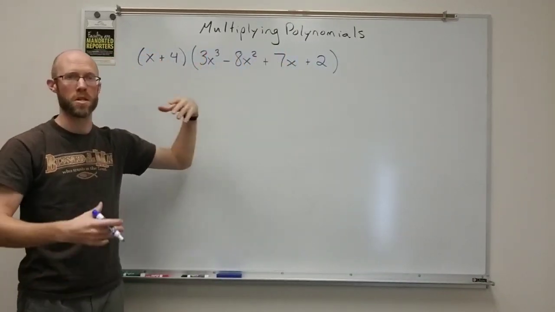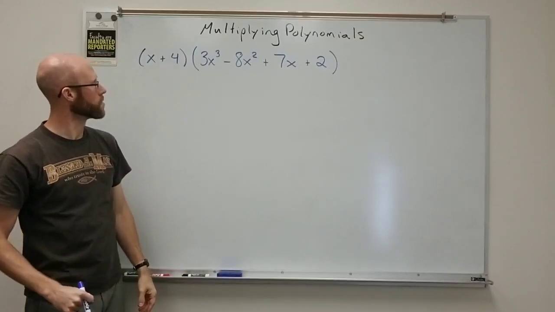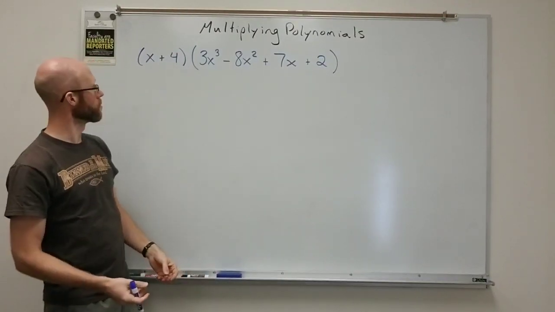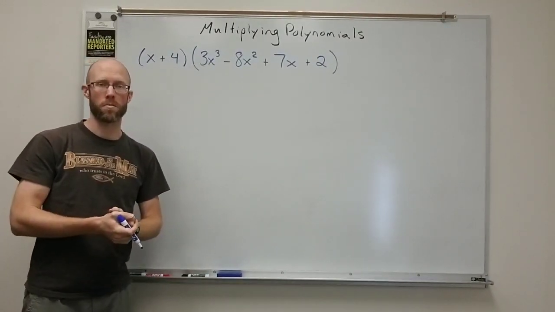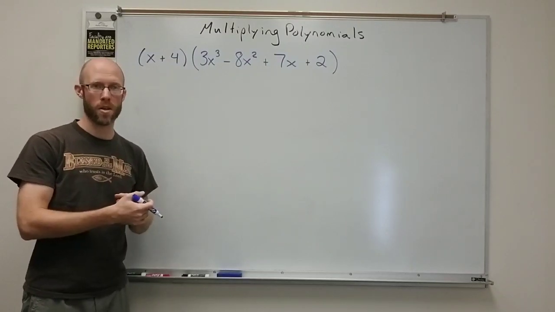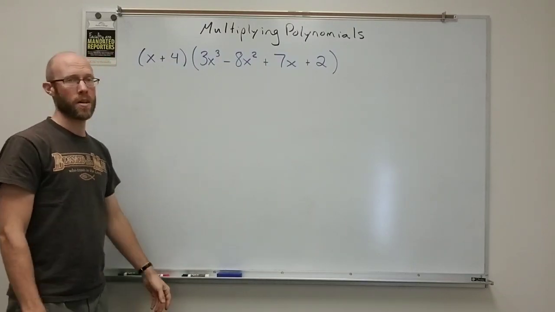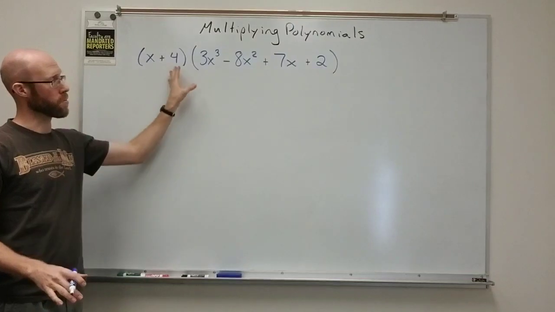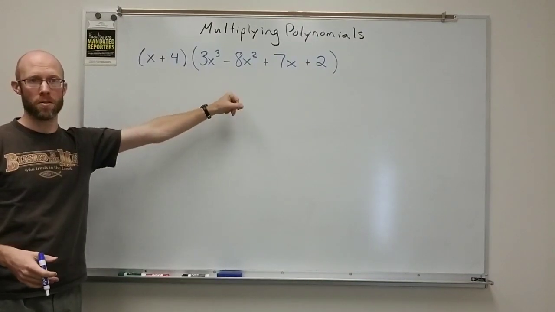You would miss, I don't know, maybe 4 more terms, right? There should be 8 terms total when I'm done with this. So I'd be missing half of them. Okay, so we don't want to use the FOIL method when we get things bigger than binomials.